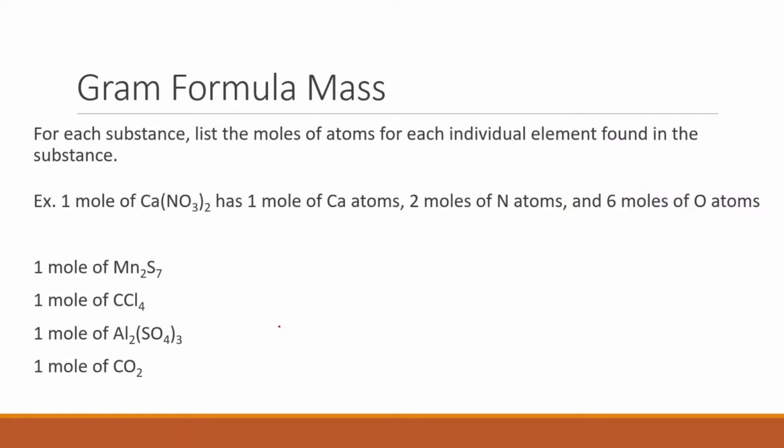So, again, the first step is to break it down. Calcium nitrate has 1 mole of calcium, 2 moles of nitrogen, 6 moles of oxygen. What about these? Take a second and break these down. If you have 1 mole of this molecule, how many moles of each atom do you have?